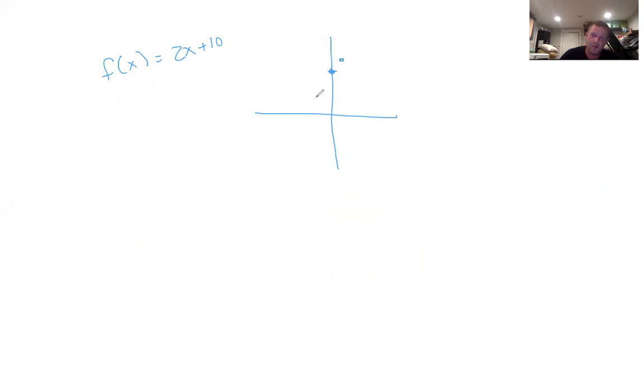So I go up 2 over 1. And there's my line. Notice it goes up forever. It'll go down forever. So there is no maximum. There is no minimum. And so this is neither. Maximum and minimum will only occur using quadratics for the most part. Sometimes cubics do, but linear does not.